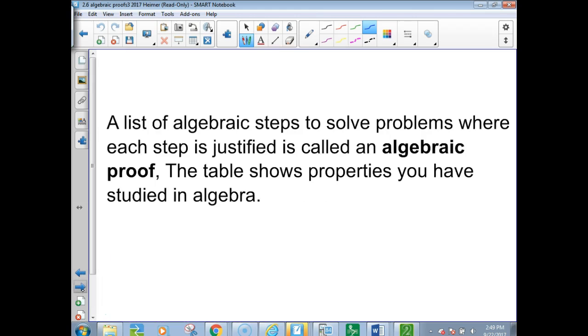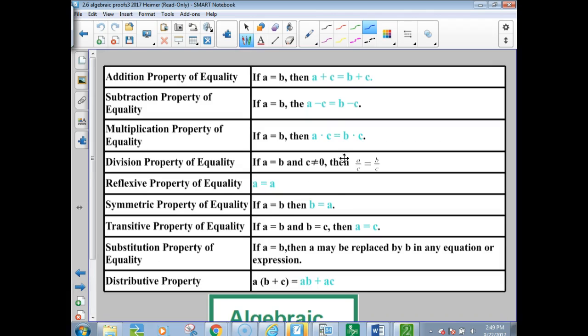Actually, we're going to add in a couple of segment proofs as well. A list of algebraic steps to solve problems where each step is justified is called an algebraic proof. The table shows properties that you've studied in algebra. This is the table we're referring to, and it's on your paper.